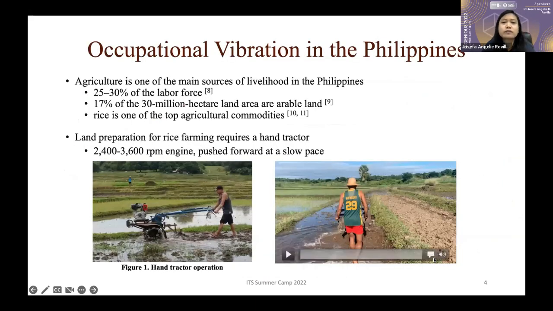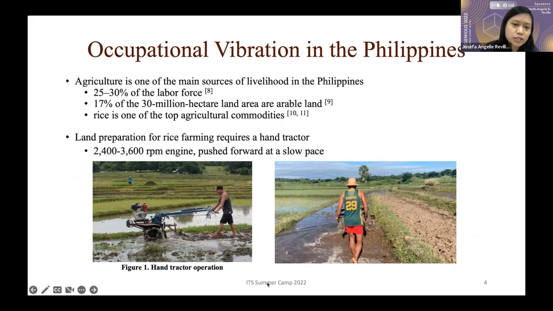Okay, so occupational vibration here in the Philippines. Agriculture is one of the main sources of livelihood here in the Philippines. In fact, 25 to 30% of the labor force is under this agricultural subsector. 17% of the 30 million hectare land area are arable land used for farming, and one of the top agricultural commodities is rice. When farming rice, usually the farmers need to first prepare the land.